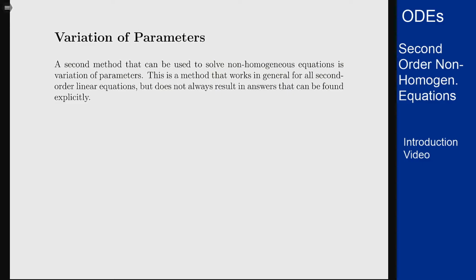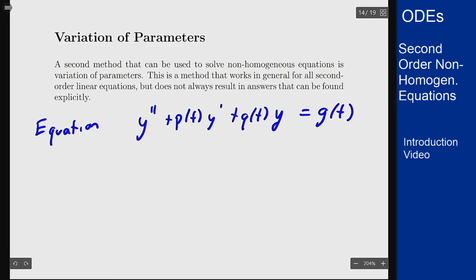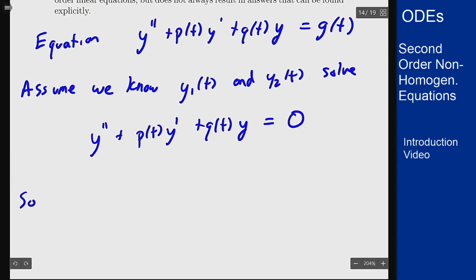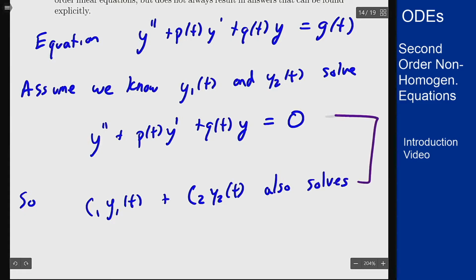The idea of the method is as follows. If I have my equation that's second order linear just like this, and assume that I know the functions y1 and y2 that solve the homogeneous version of this problem. Because this equation is linear, we then know that any linear combination of y1 and y2 also solves the homogeneous problem. That means that our general solution to the homogeneous problem will be c1 times y1 of t plus c2 times y2 of t.